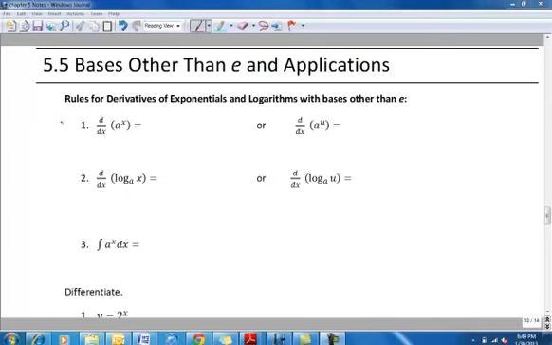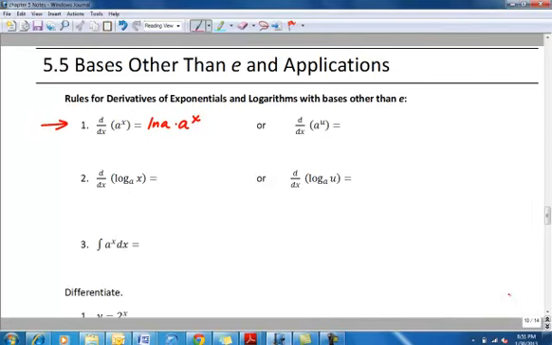All right, let's take a look at section 5.5, which is continuing on with derivatives and integrals of various exponentials and log functions. This is basically considering the situation where the base is not e. All right, so let's start off here with number one. The derivative of a to the x, where a is not e, although this rule does work if a is e. But here's how this works. It's equal to ln of a times a to the x.